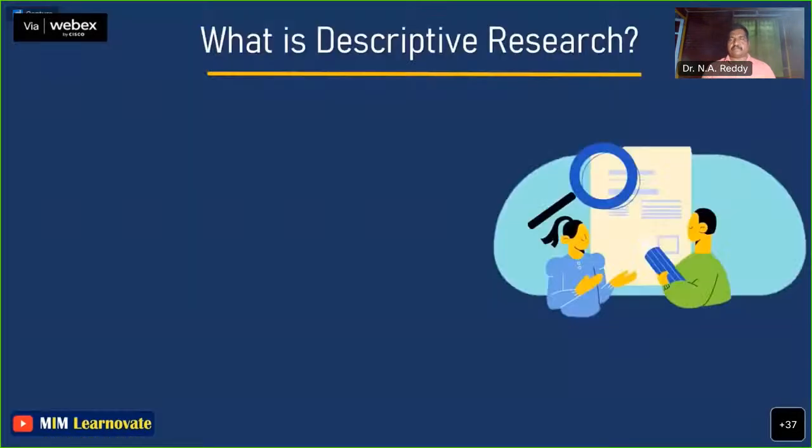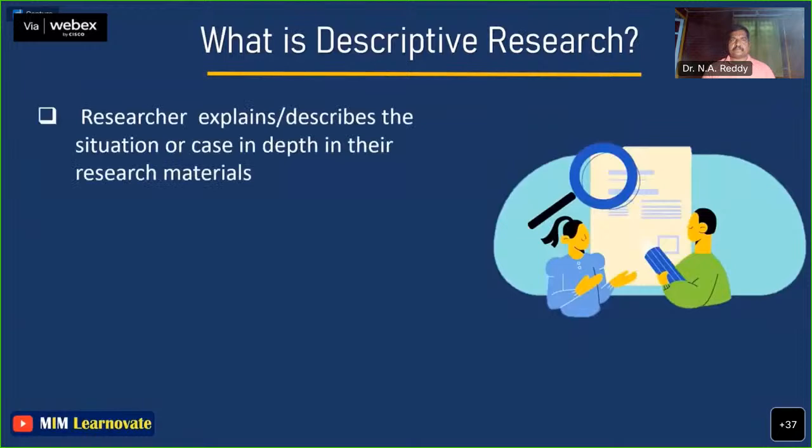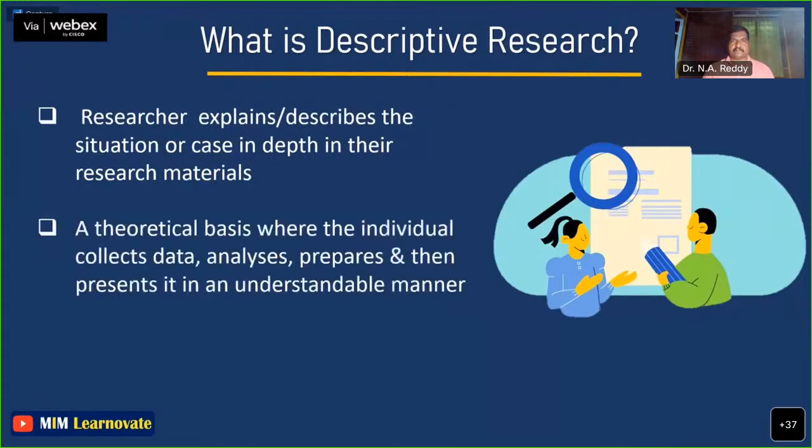Definition of descriptive research. In descriptive research, the researcher describes the situation or case in depth in their research materials. This type of research design is purely on a theoretical basis, where the individual collects data, analyses, prepares, and then presents it in an understandable manner. It is the most generalized form of research design.